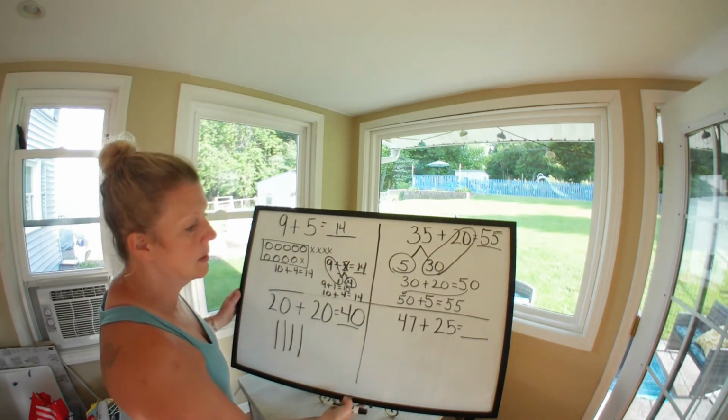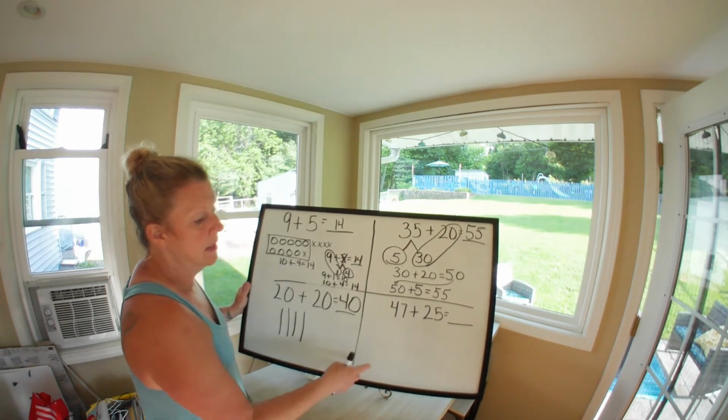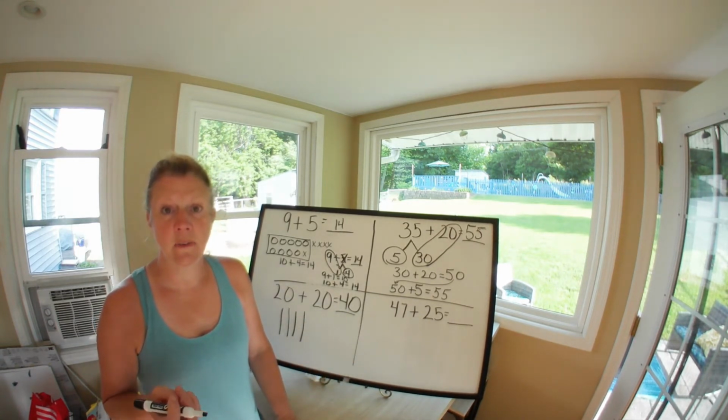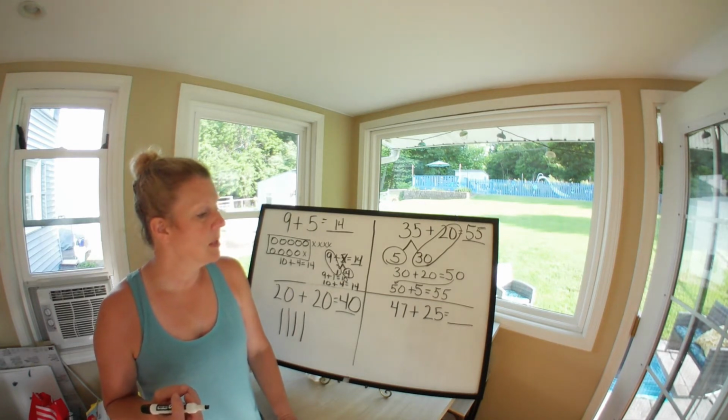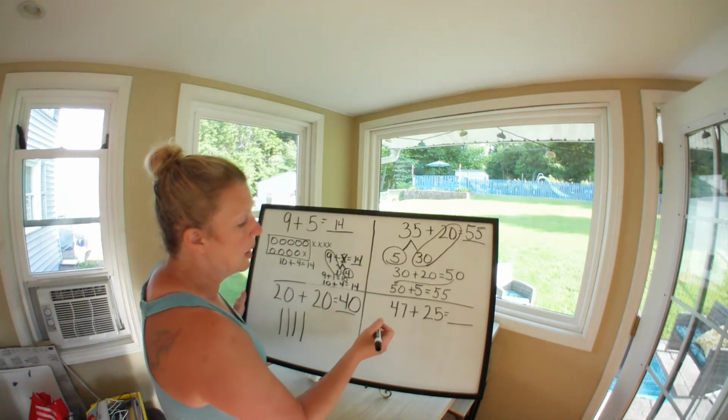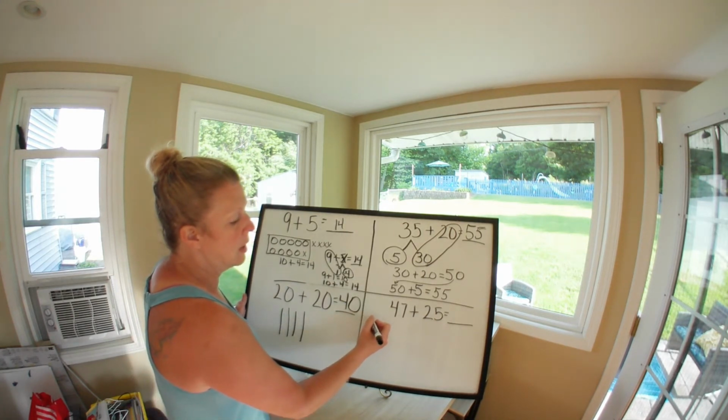Let's take a look at our last one. Our last one is a little more tricky. So we learned lots of different ways to solve this one. So what I'm going to do is just show you 2 of those ways. Okay? So what I'm going to do is draw myself some quick tens and ones.